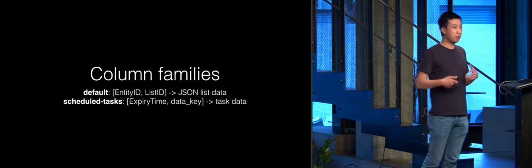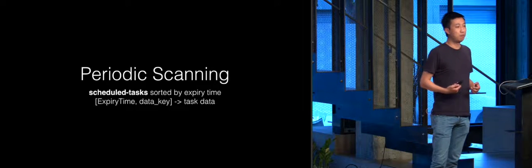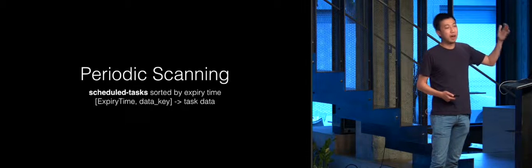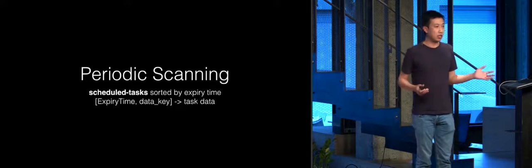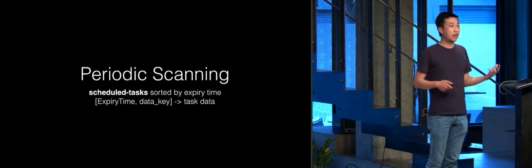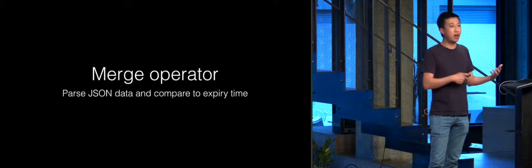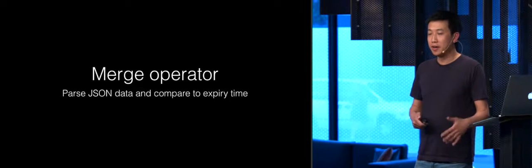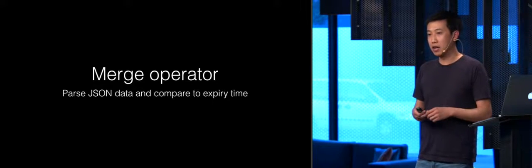So then the expiration operation becomes very simple. All we need to do is have a thread or bunch of threads scanning the second column family periodically. Because the second column family is sorted by the expiration time, it's really efficient. Just go from the first key up to the key that is no larger than the current timestamp, and we get all the jobs that have expired so far, and apply those operations by writing back to the default column family. However, because the default column family may have other write operations happening at the same time, instead of writing it directly, we apply the merge operator that will read the values for the key, try to merge them together, and commit them atomically.